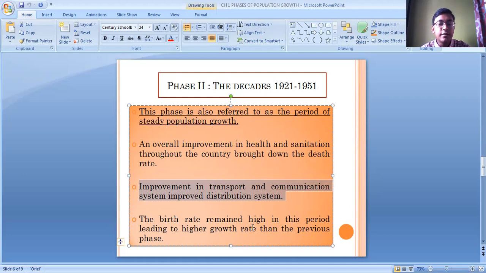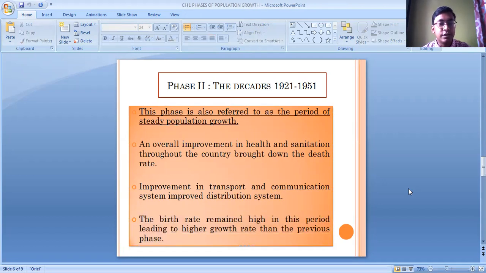The birth rate remained high in this period, leading to a higher growth rate than the previous phase. And in this period, the birth rate remained high, and as a result, a higher growth rate was there than the previous phase. So this is the reason that during 1921 to 1951, the population started increasing steadily, and it is referred to as the period of steady population growth.